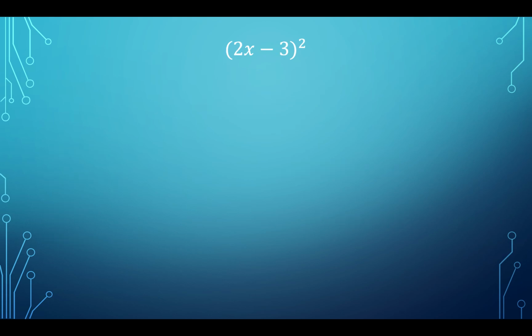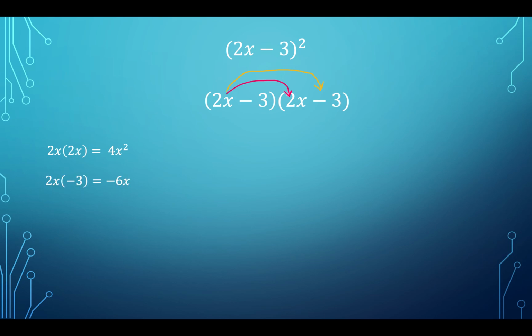Next problem. We have 2x minus 3 squared. Okay, same thing, break it up into 2. So 2x minus 3 times 2x minus 3. 2x times 2x gives us 4x squared. Then we do 2x times negative 3, and I get negative 6x.